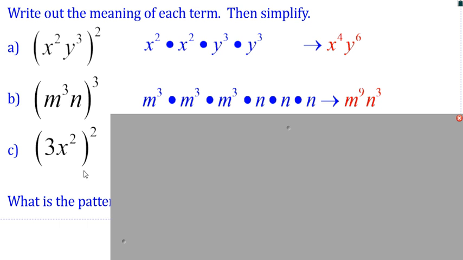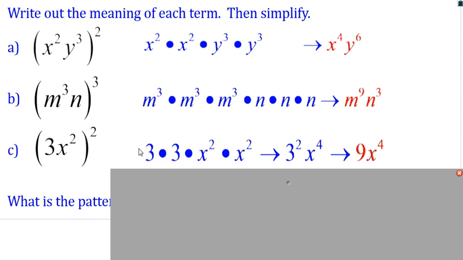Our third set, we've got 3x squared, squared. So again, I have 2 sets of the inside. So I've got 2 3's. Well, 3 times 3, that's 9. x squared and x squared, 2 here and 2 here for a total of 4. So I've got 9x to the fourth.